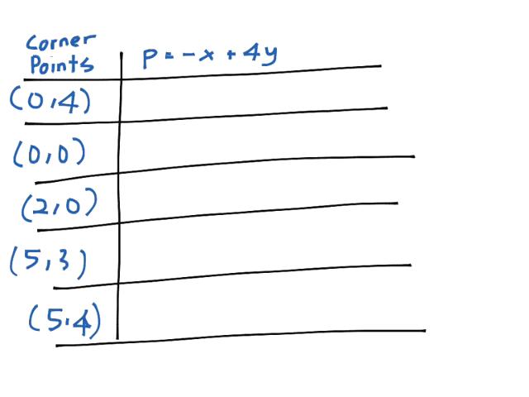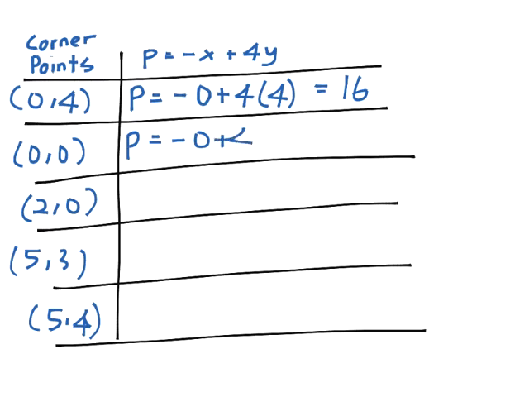You know that for points, the first value is x, the second value is y. So you substitute each corner point into your p value. For the first point (0, 4), p equals negative 0, since x is 0, plus 4 times 4, since y is 4. So you will have 16. Then for the second corner point (0, 0), p equals negative 0 plus 4 times 0, so you will have 0.